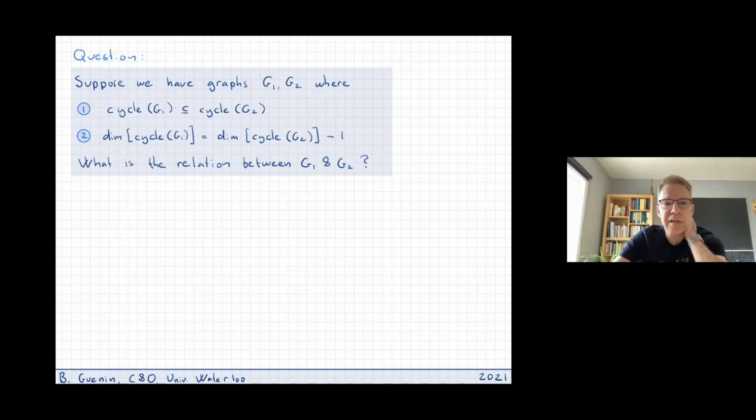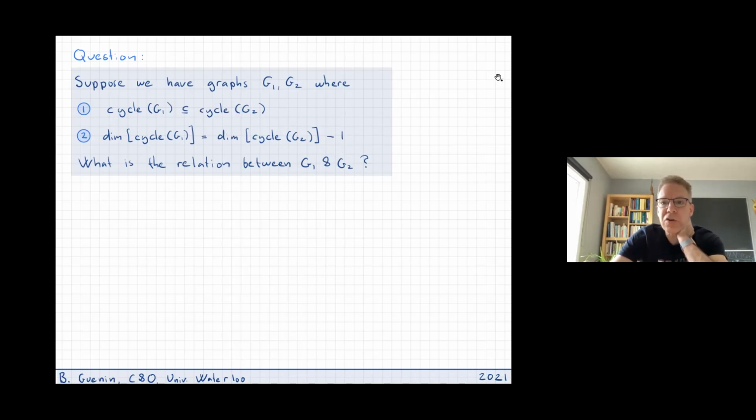to what Whitney investigated. So I have two graphs, G1 and G2, and now I'm telling you that the set of cycles of the first graph, G1, is contained in the set of cycles of the graph G2, and moreover, they have codimension 1, meaning that the dimension of the cycle space of G1 is equal to the dimension of the cycle space of G2 minus 1. Right, so this is a setup very similar to the setup that Whitney investigated, and you want to know the relationship between G1 and G2.